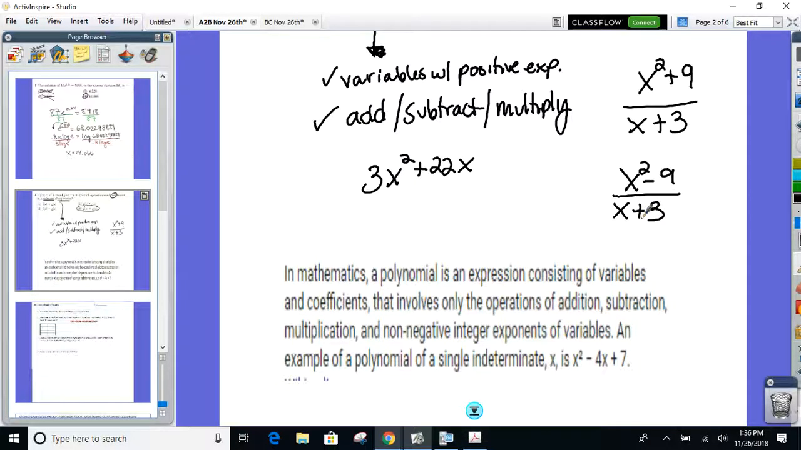Why would that be a polynomial expression? Dividing, you said that's no good. I'm not done yet. What can I do at the top? And what about the bottom? X plus 3, what can you do? Oh, and what's left? Yeah, that's a polynomial expression.